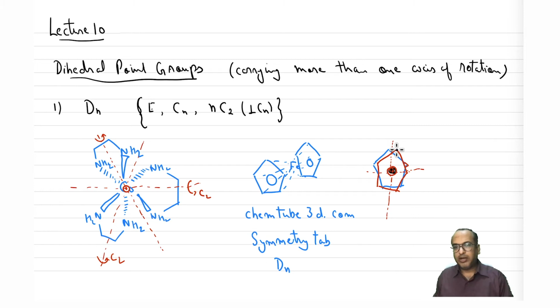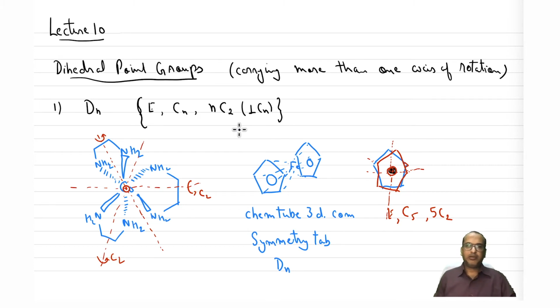So you can see that one carbon atom is slightly to the right, the one which is behind, and the one which is in front is slightly to the left. Similarly here, you have one carbon atom slightly to the left, another to the right, and C2 is passing right through between. And similarly here, you have 5 vertices, so 5 such C2s. So basically it has C5, 5 C2s which are perpendicular, and E, right?